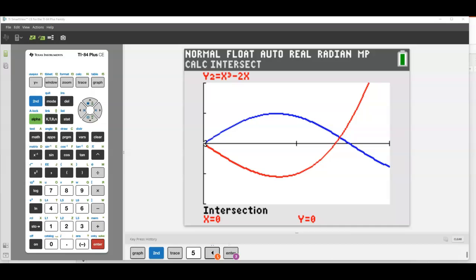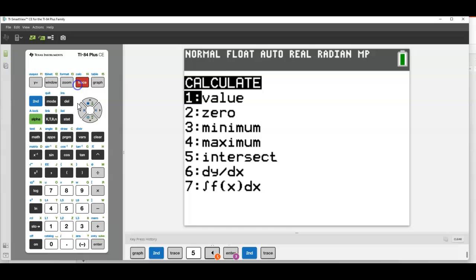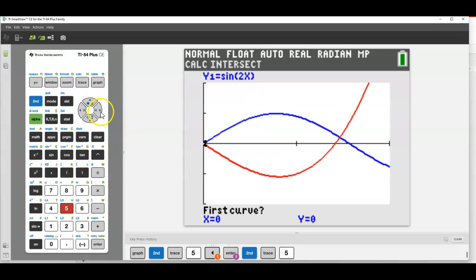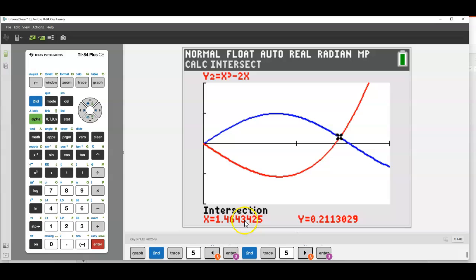Okay. Let's go ahead and find the other intersection point. So second, calc 5. Let's scroll over to the other intersection point on the right side there. I'm going to push enter 3 times. And now I don't get such a nice number. So I'm going to write my integral out right now. We intersect at 0 and at 1.464.